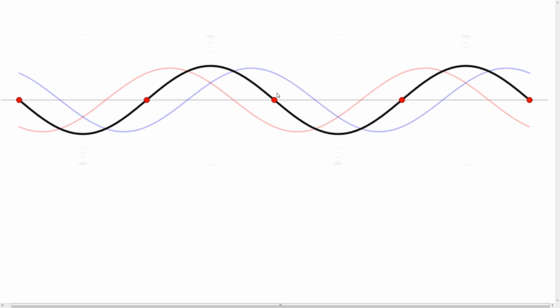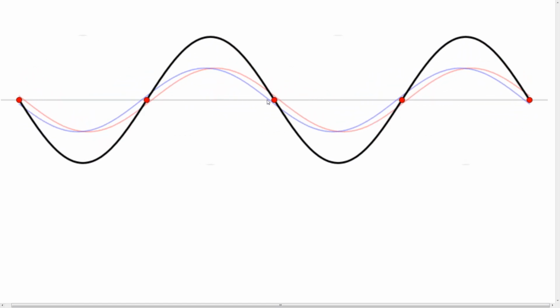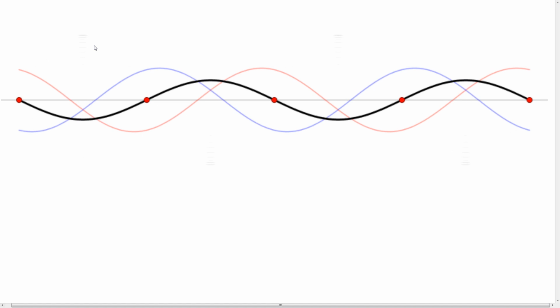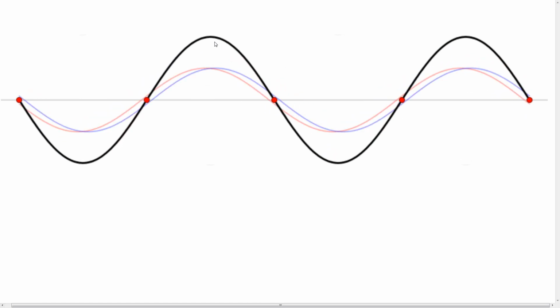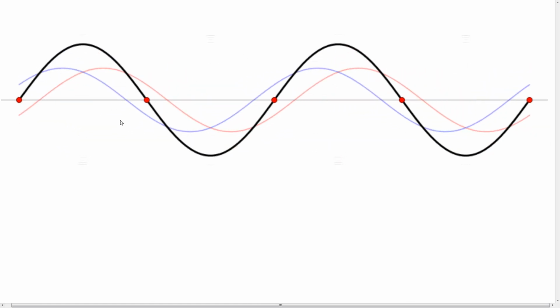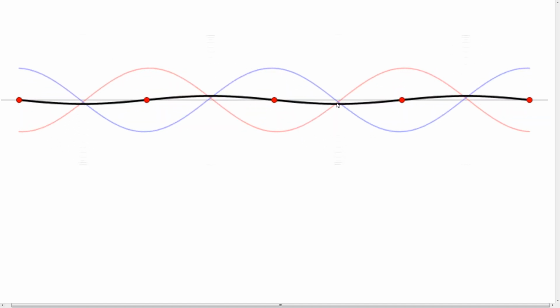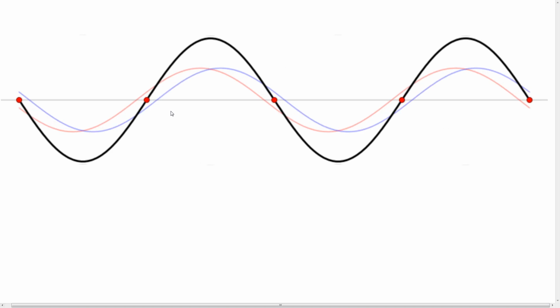Here, these red dots are our nodes, and you can see at any point in time there's zero displacement at all times. And then halfway in between those we've got the points of maximum displacement, the points where we reach a large amplitude, and these are the antinodes. So we've got node, antinode, node, antinode, node, antinode, and so we get this alternating pattern going between them.